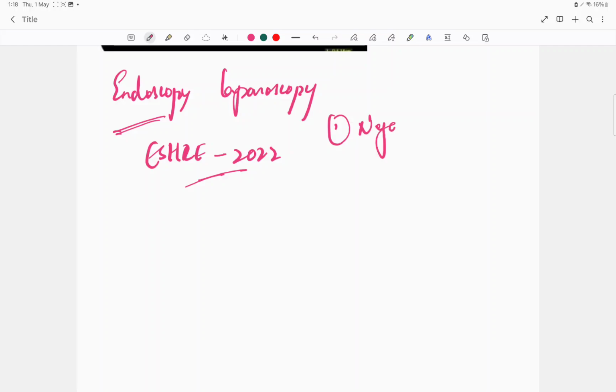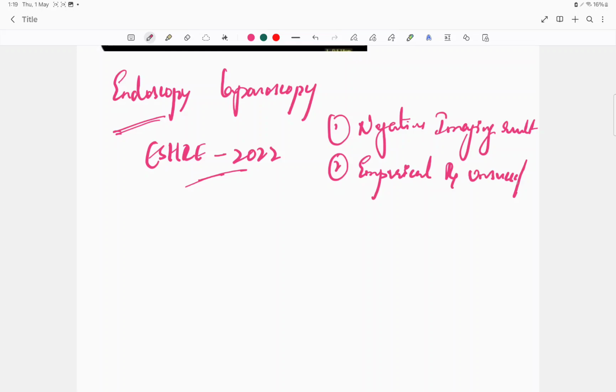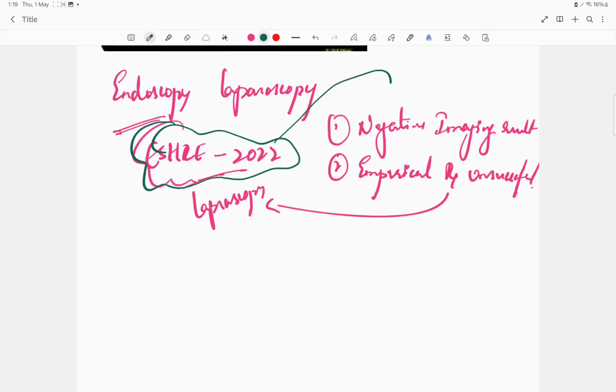Those who have negative imaging result. That means there is nothing you can see in the case of MRI, CT or USG. Then you have to do it. And those who have started with empirical treatment and still are not having any relief of symptoms. So empirical treatment unsuccessful. Then only you are supposed to do this laparoscopy. So this is an MCQ, guys. Important.